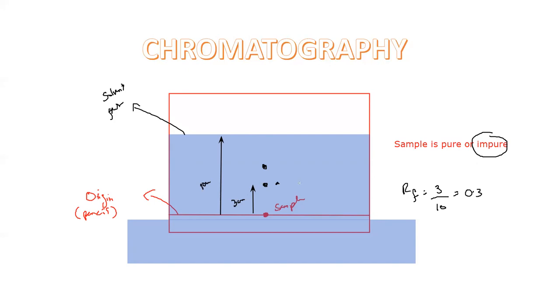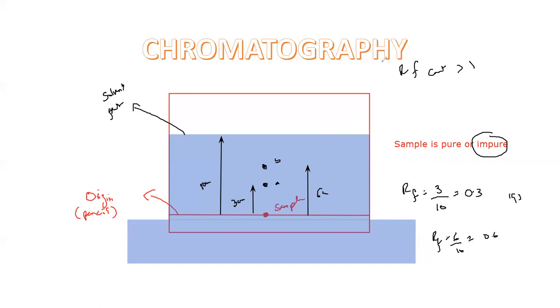And what about the second spot, for example? The second spot rises to 6 centimeters. So for spot B, the RF value will be 6 divided by 10. RF value cannot be more than 1. Whenever you have an RF value, it cannot be more than 1. It can be equal to 1, but that is rare, but it is always less than 1.